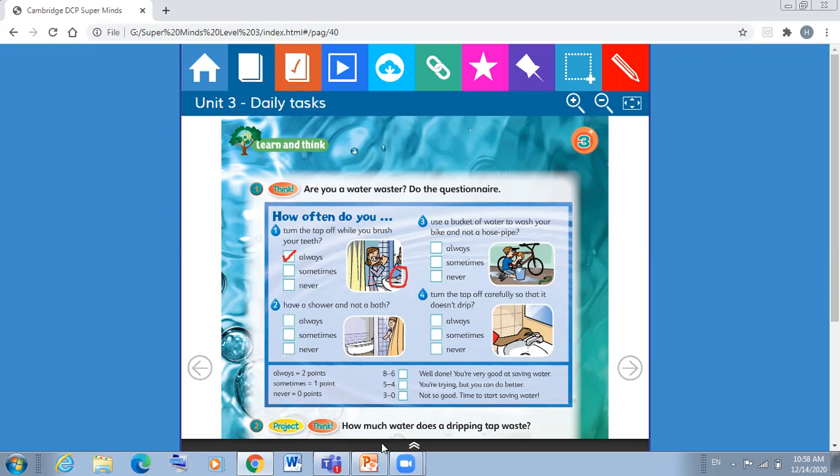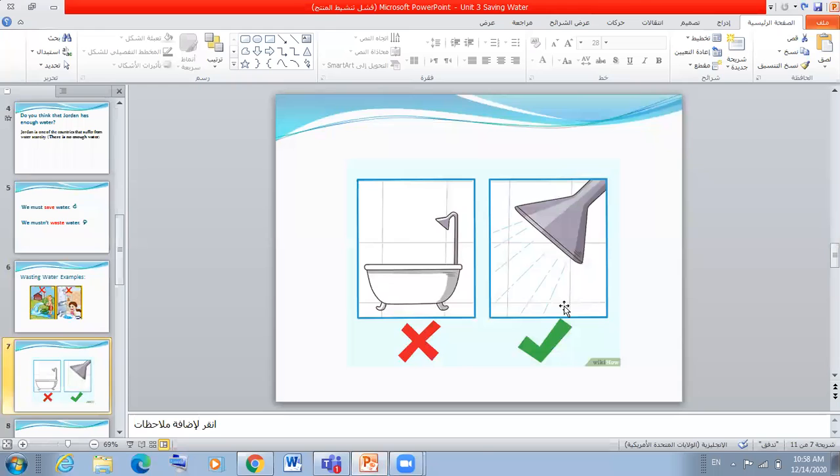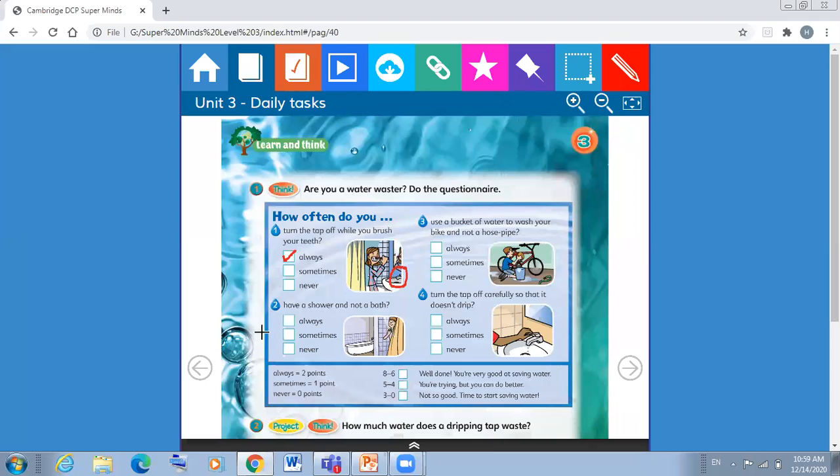And question number two, how often do you have a shower and not a bath? So we said that having a shower isn't wasting too much water, but when you have a bath, it wastes too much water. So you have to have a shower. How often do you have a shower, not a bath? I always have a shower, not a bath.